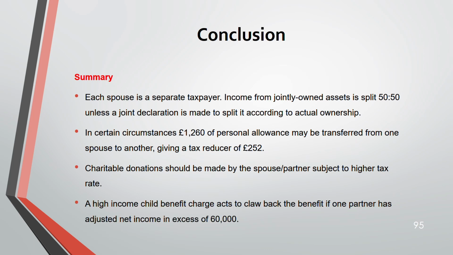And high income child benefit charge. If you are a high income earner and you are claiming child benefit, there is a charge to it. So a partner who has adjusted net income of more than 60,000, there's a charge. And we have just seen in the question how we worked out the charge and who actually bears the charge: the spouse who has the highest income.